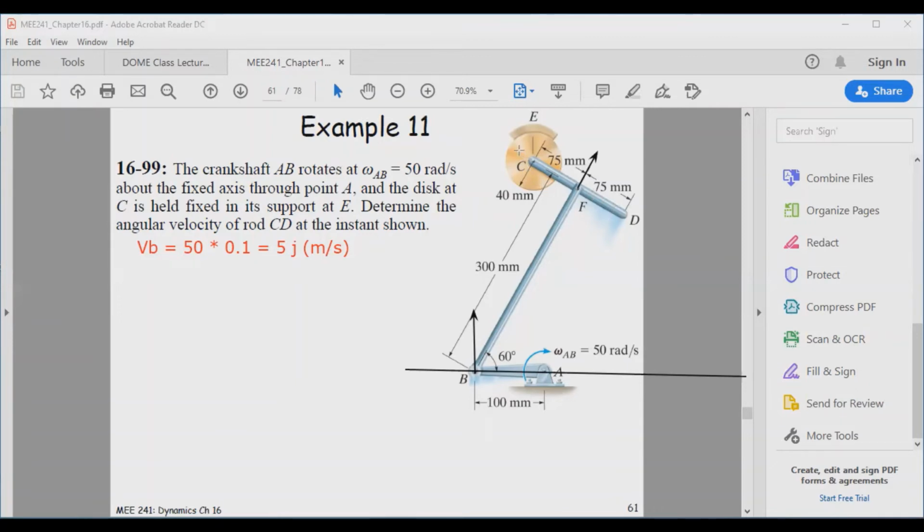So if I continue this line all the way, I'm going to end up with that point, right? Obviously I'm not going to draw it to scale, but let me see this. Do you guys see where this line is ending? Do you see this point? Okay. So this is my instantaneous center of rotation right here. This is point I.